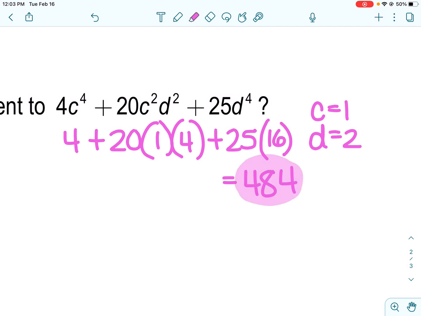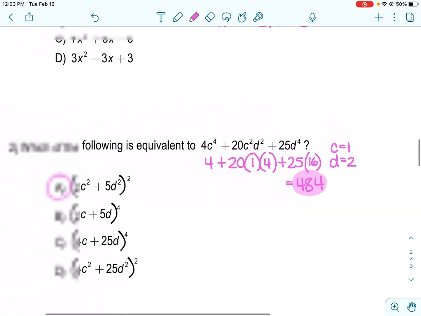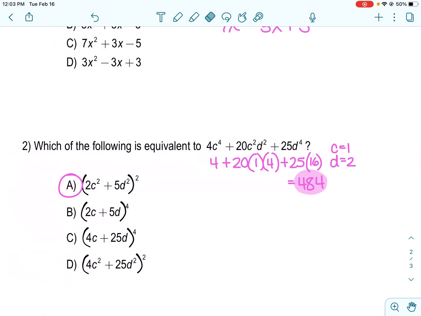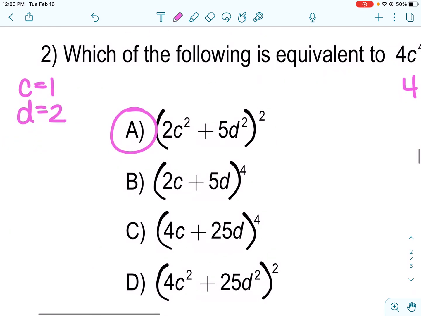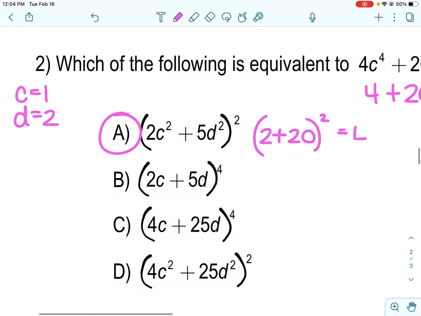Now I'm going to see which other one of these also equals 484. Again, you still have to plug in 1 for C and 2 for D. So it's going to be 2 times 1 squared is 2, plus 5 times 2 squared is 4, so that's 20 squared. 22 squared actually does end up being 484. So that's another way to know that it's A.